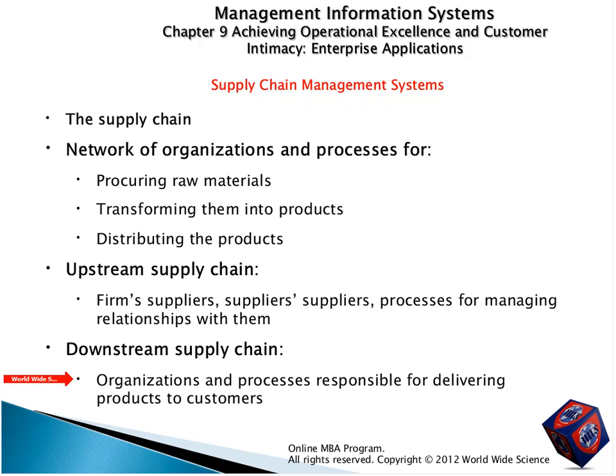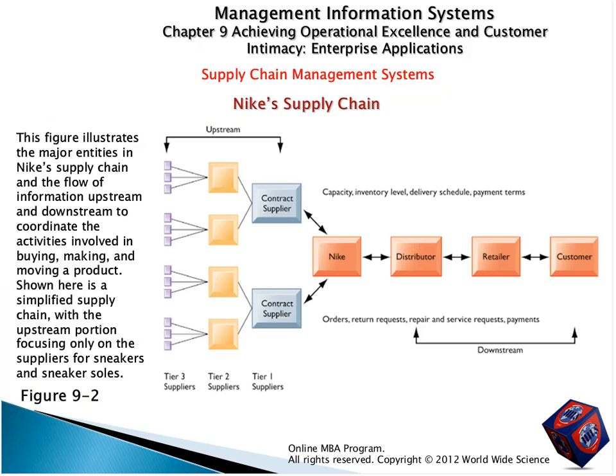You can see here, this side is upstream. We have different levels of suppliers: tier 1, tier 2, tier 3. We have contract suppliers, and also other levels of suppliers. On the downstream part, we have distributor, retailer, customer. So our company is here. One example is Nike.